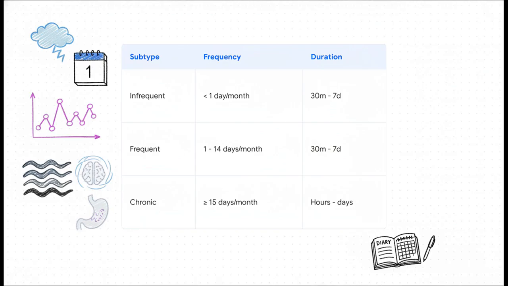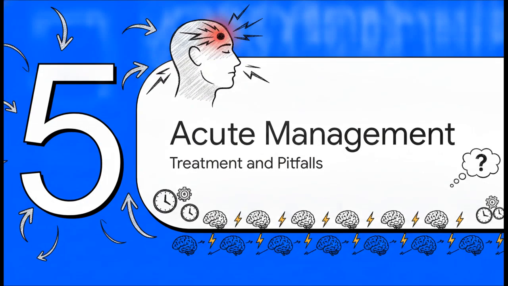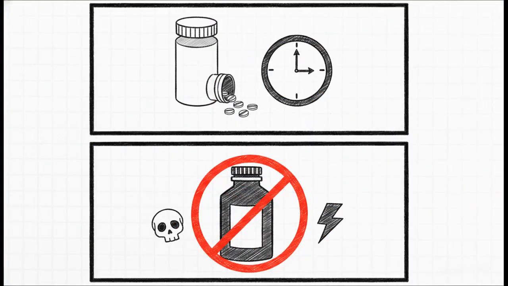Notice that in the chronic phase, the duration can be totally continuous, stretching from hours to days, and they might even develop some mild nausea. Having the patient keep a headache diary is absolutely your best tool here to get an accurate count. Section 5. Acute management and pitfalls. Okay, so our patient is sitting in front of you with an active, frequent, episodic headache. What's the immediate action plan?